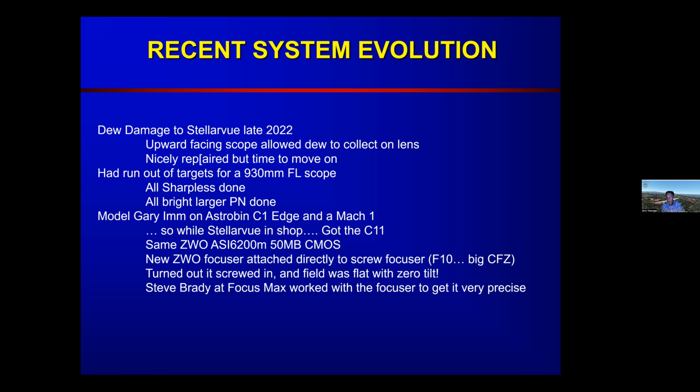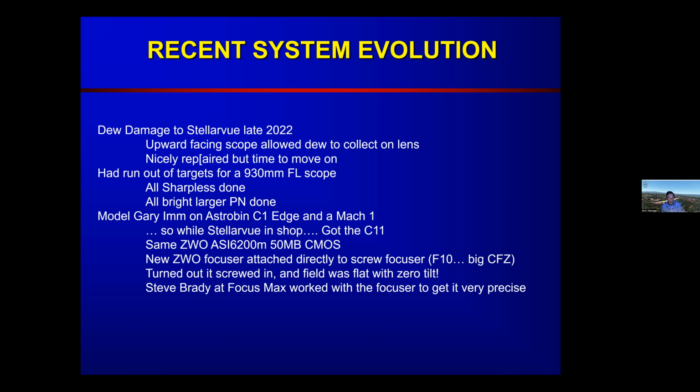It was pointing at the pole star. But there's a flat-down parking. When you looked at that C11 that was in there, that's in the parking position that it should have been in, horizontally, because then the dew, if it's going to go anywhere, is going to drip down the side of the lens, not to the bottom of the lens. So anyway, it was nicely repaired, but I wanted to move on.